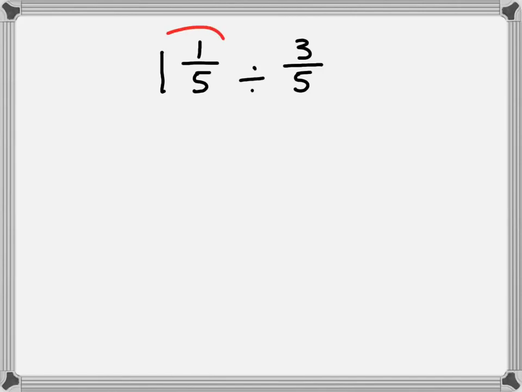Okay, so the first step here is we're going to change. We only have one mixed number that has to go into an improper fraction. The other one is a perfect proper fraction. We'll leave it as it is until we have to flip it over. So let's first do our mixed number into an improper fraction. 1 times 5 is 5, plus 1 is 6. And we'll write the rest out as it is.